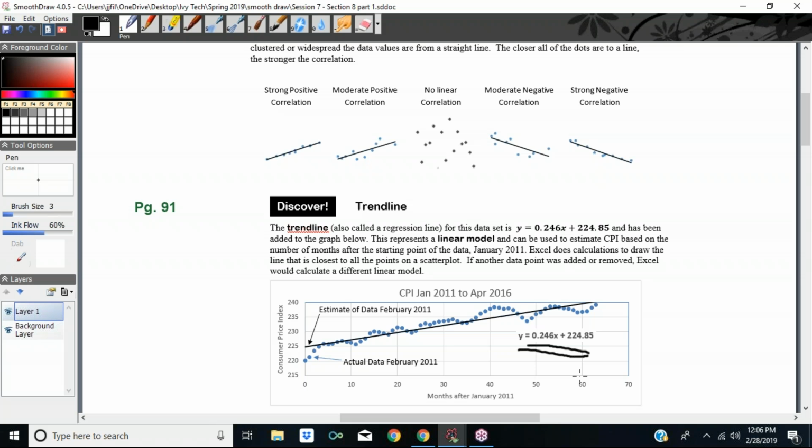And so it says this represents a linear model and can be used to estimate CPI, or the Consumer Price Index, based on the number of months after the starting point of the data, January 2011. Excel does calculations to draw the line that is closest to all the points on a scatter plot. If another data point was added or removed, Excel would calculate a different linear model. So it would change the orientation of that line.